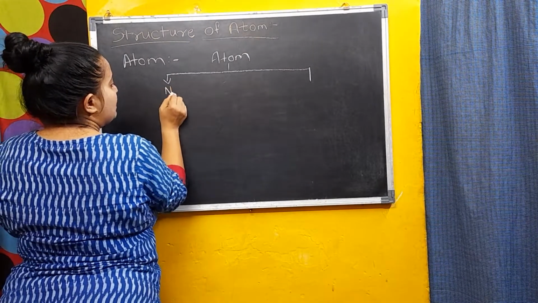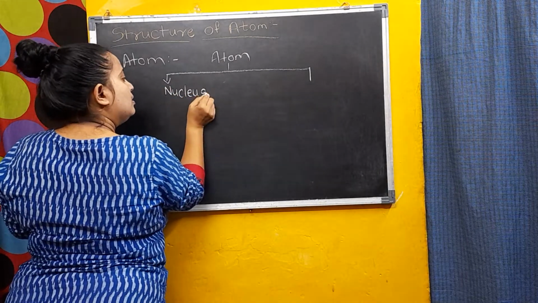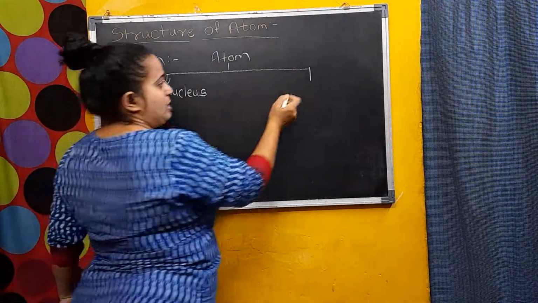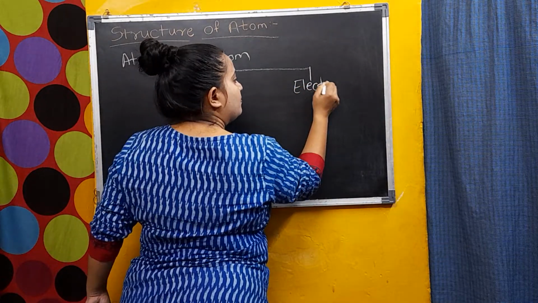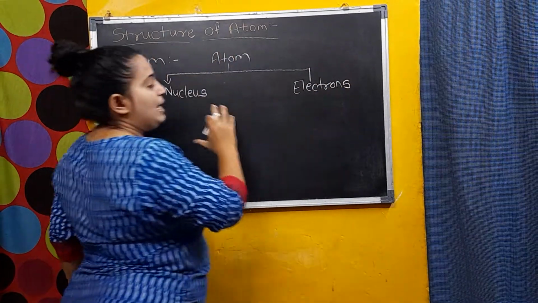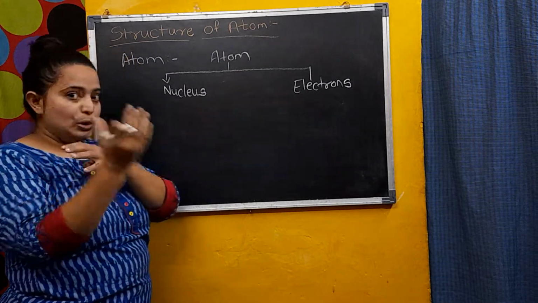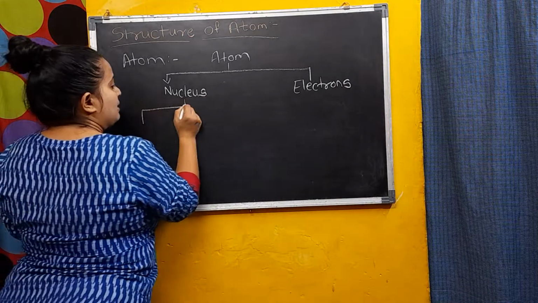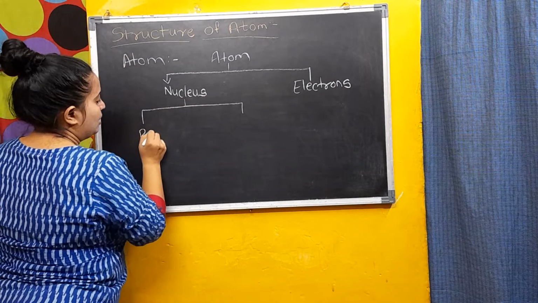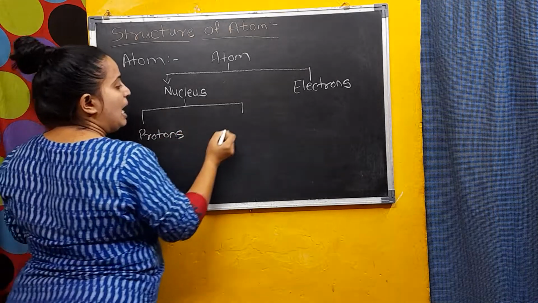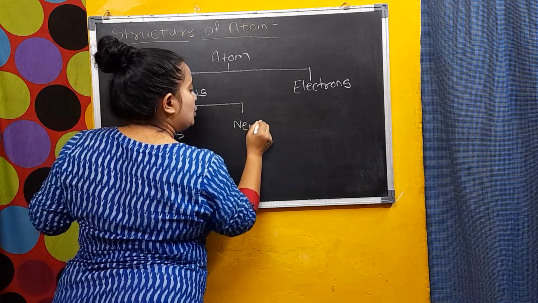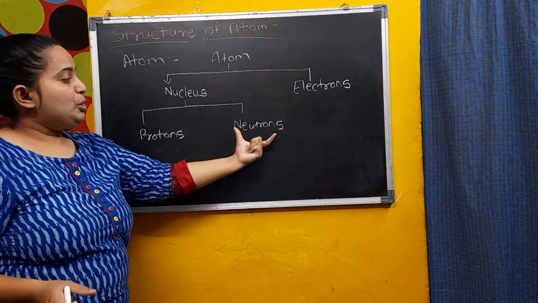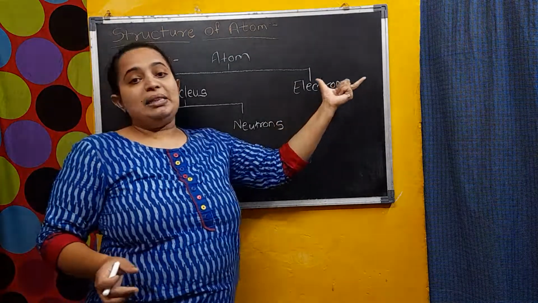One is the nucleus, and the other, which is outside the nucleus, is the electrons. Electrons are basically revolving around the nucleus. Understood? In a nucleus there are two particles: one is protons and the other is neutrons. These protons are positively charged, the neutrons are neutral, and electrons are negatively charged.